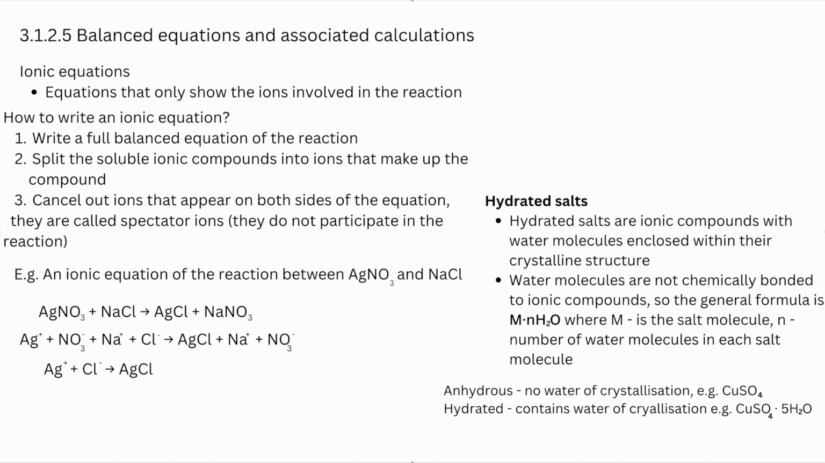You have to be able to differentiate between the terms hydrated and anhydrous. Anhydrous salt is the one that does not contain water of crystallization. Example 1 would be anhydrous copper sulfate. On the other hand, hydrated salt would be the one with water crystallization in its structure. Example would be copper sulfate pentahydrate, where pentahydrate represents the 5 water molecules in the crystal.